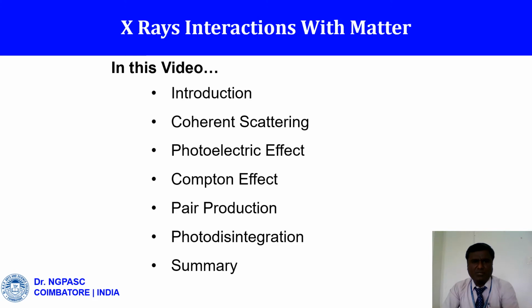In this video, we are going to see about coherent scattering, photoelectric effect, Compton effect, pair production, and photodisintegration. These five interactions happen when X-rays interact with matter.